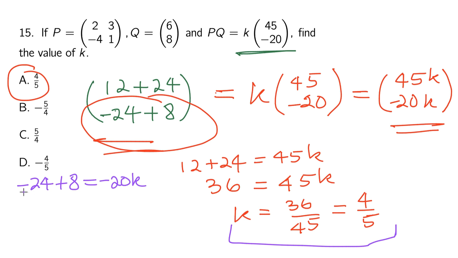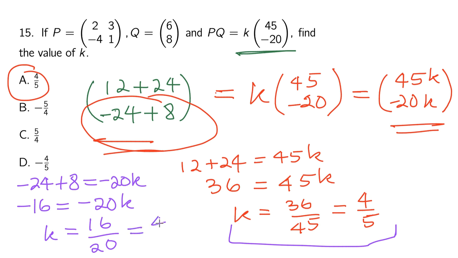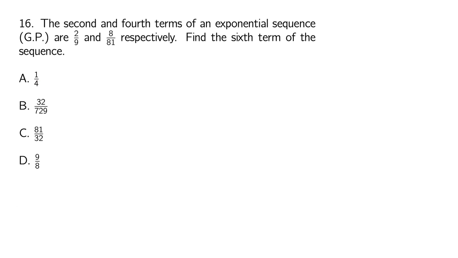So minus 24 plus 8 is what? Is minus 16. So minus 16 equals minus 20k. That means that k equals 16 over 20. And 16 over 20 is also equal to 4 over 5 if you divide both the numerator and denominator by 4. So same result. Alright, the next problem.